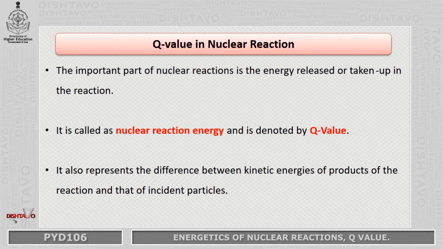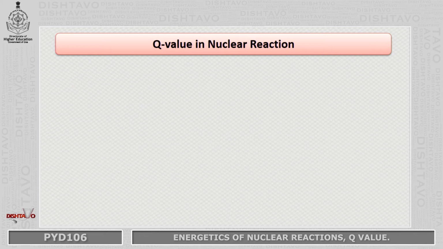The important part of a nuclear reaction is the energy released or taken up in that reaction. It is called the nuclear reaction energy, and it is often denoted by Q value. It also represents the difference between the kinetic energies of the product of the reaction and that of the incident particles. So let us calculate it from scratch.